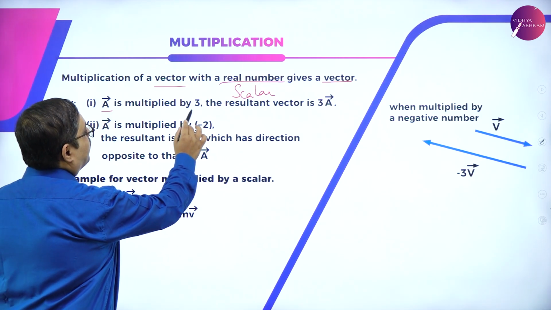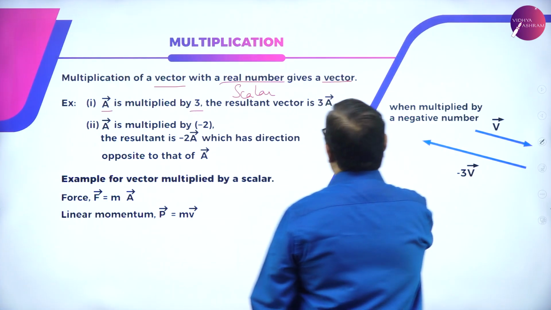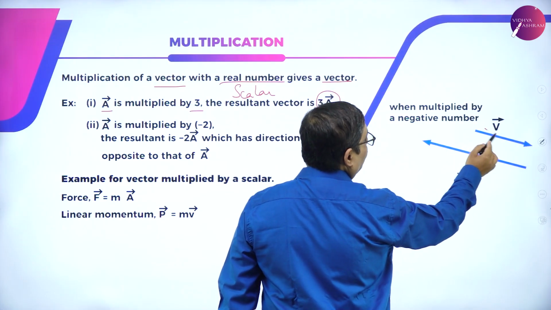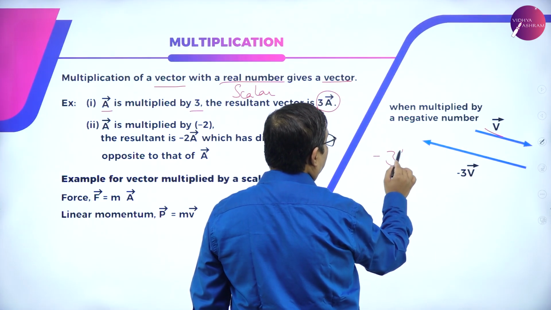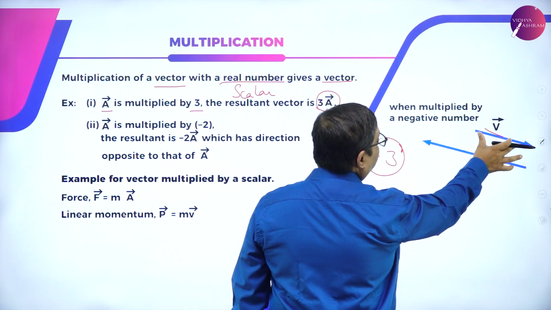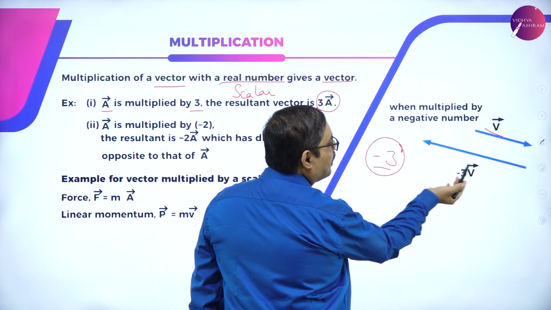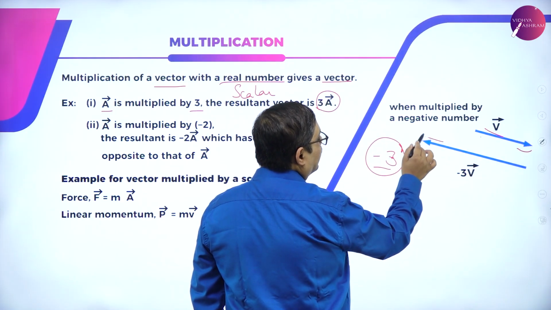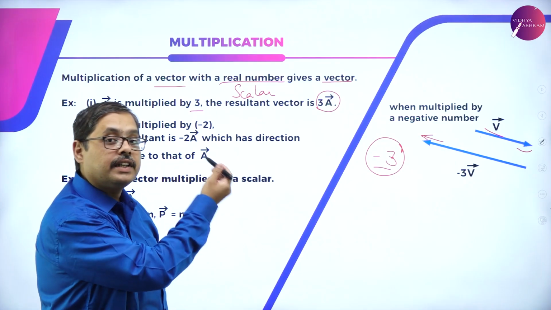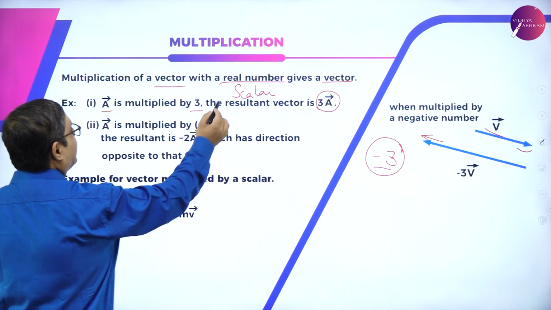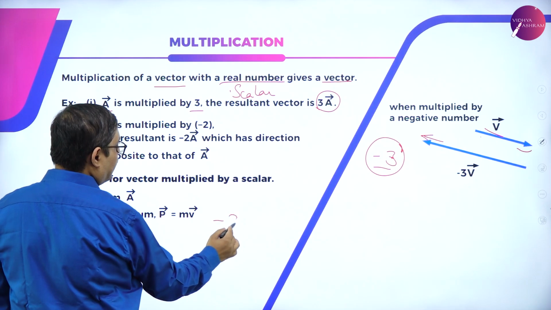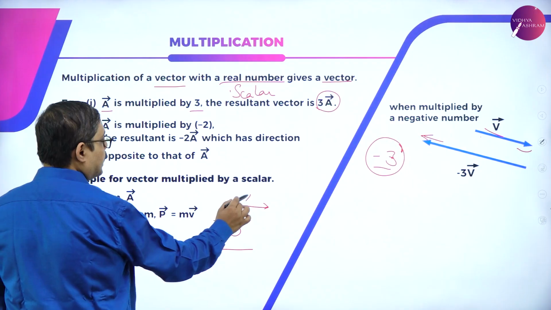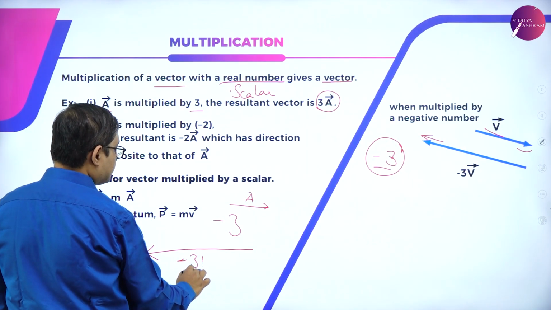Vector A is multiplied by 3. What will be the resultant? The resultant will be 3A. You can observe here, I have a vector V. I multiply that with a negative number, minus 3. Then the length of the arrow will be 3 times the length of vector V. Please observe, because it is minus 3, the direction of the arrow changes. It acts in the opposite direction. So if you are multiplying a vector with a scalar which is negative in nature, the direction of the vector will change. If this was A, this will be minus 3A.